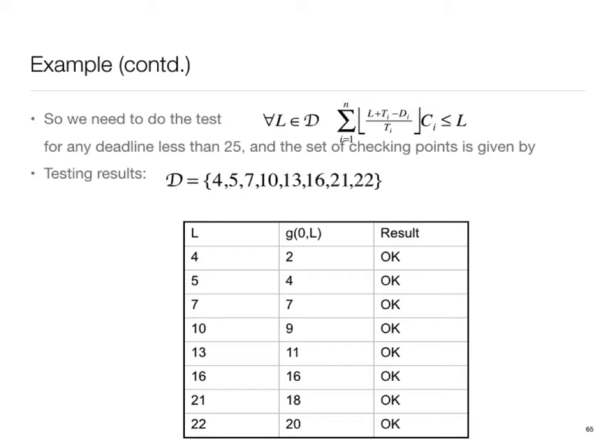EDF again. So EDF deadline equal to period, pretty simple. Just calculate U less than or equal to 1. You're good to go. Deadline less than period, then you have to do this kind of analysis to make sure.